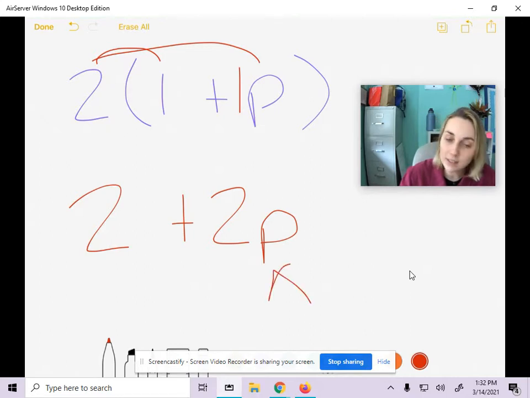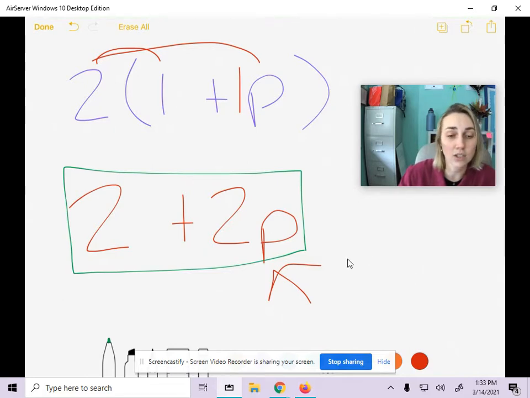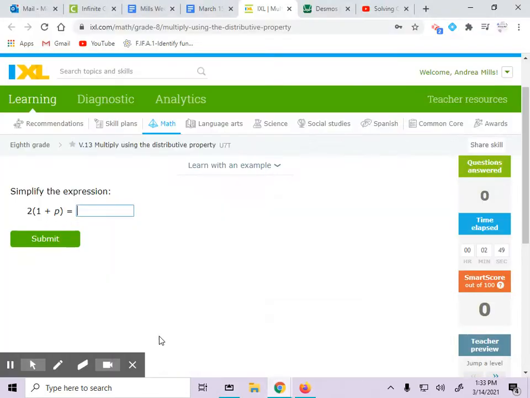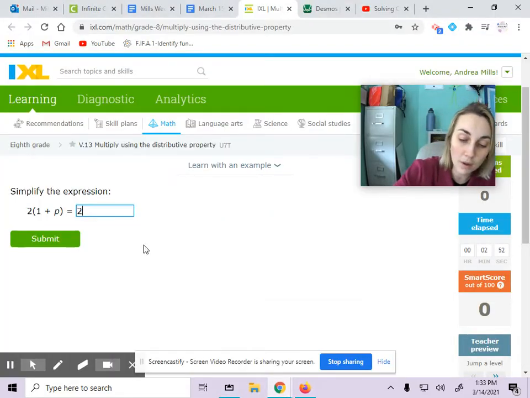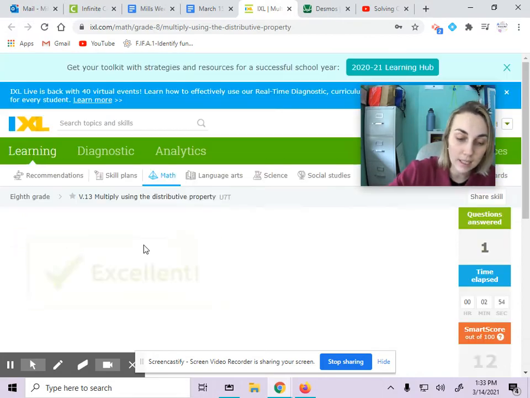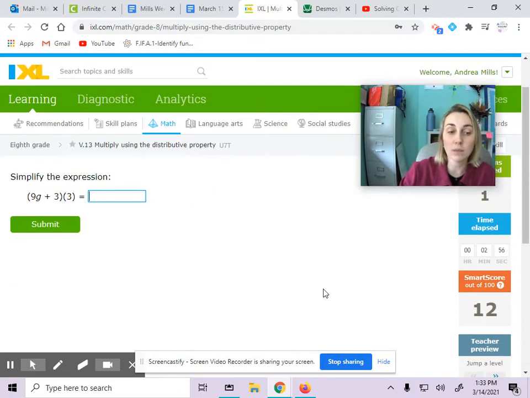Here's the thing about this. We cannot simplify this any more than this because these are not like terms. They do not have the same base, and they don't have the same exponent. These are different terms. Therefore, this is as simplified as it's going to get. This is our final answer, 2 plus 2p. So I can go ahead and put that in, 2 plus 2p. That's basically all this is going to be: you're multiplying the outside number by all the numbers inside.